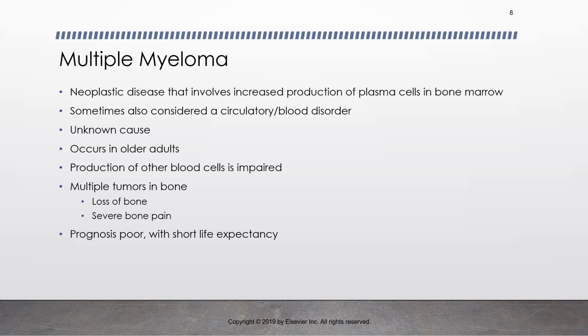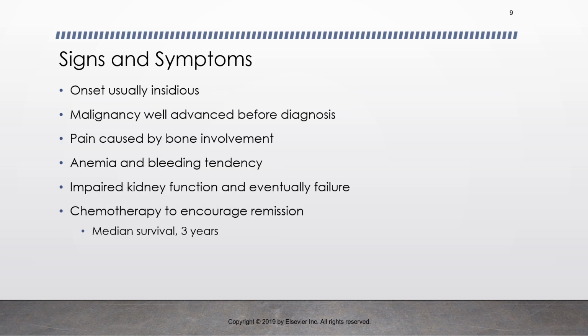And then we have multiple myeloma, which is a neoplastic disease of unknown etiology that occurs in older adults. It involves an increased production of plasma cells in the bone marrow, eroding the bone. The production of the blood cells is impaired, and multiple tumors that can destroy the bone are developed. And the prognosis is poor, and there is a short life expectancy for people that have this.